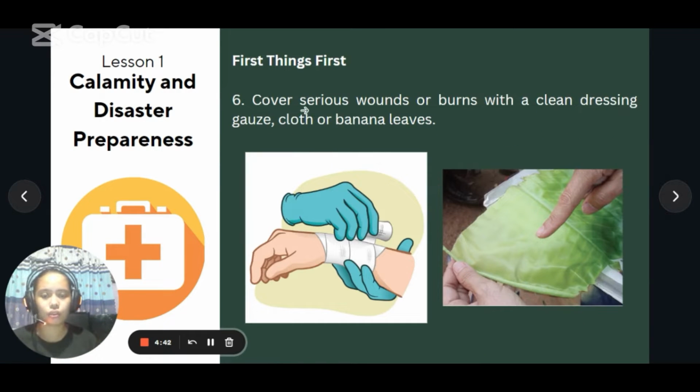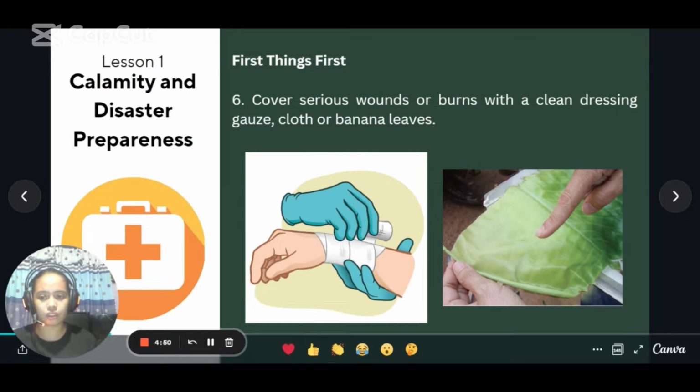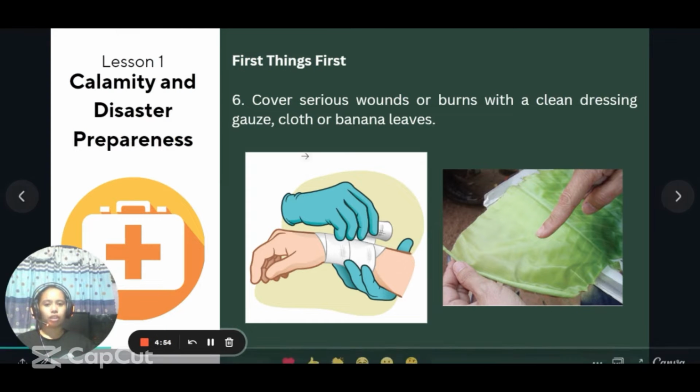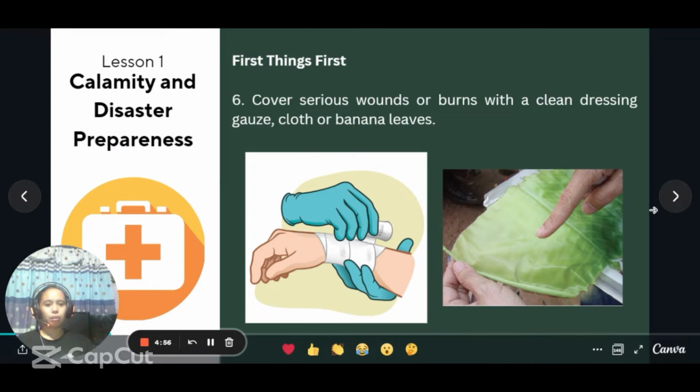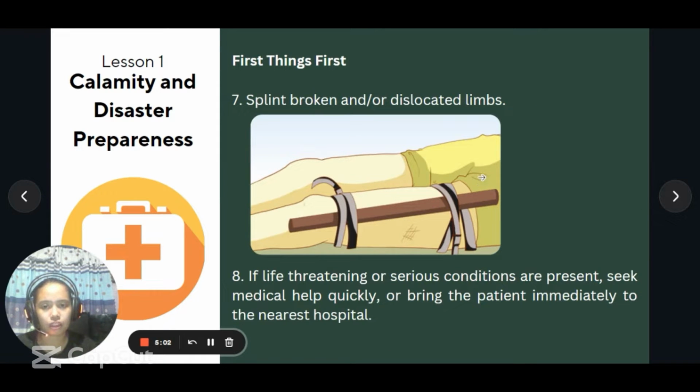6. Cover serious wounds or bones with a clean dressing, gauze, cloth, or banana leaves. So, mao kini ang i-cover ang wounds and burns, banana leaves o clean cloth. Number 7, splint broken and or dislocated limbs.